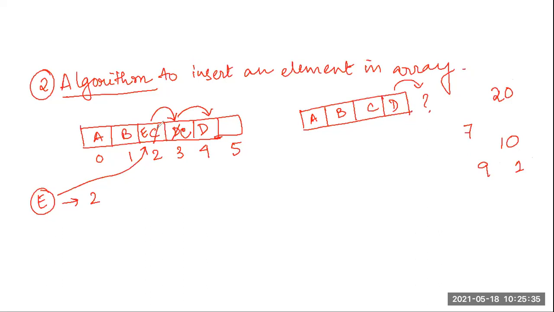In order to insert any element in an array, whether it's the first position, the last position or a middle position, wherever it is, we always need to shift all the elements from that location till the end one place to the right of the array. If I shift that, I will have that place vacant, and in that vacant place I will insert E. This is the concept when I want to insert an element in an array.